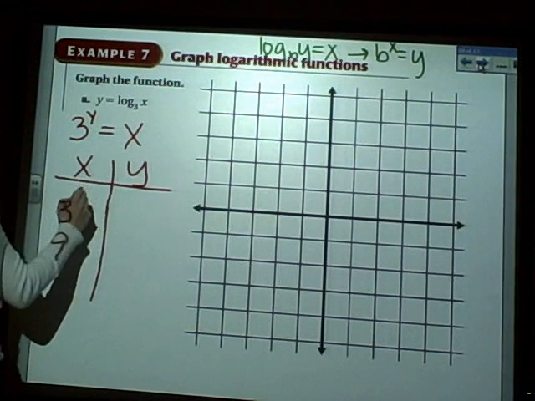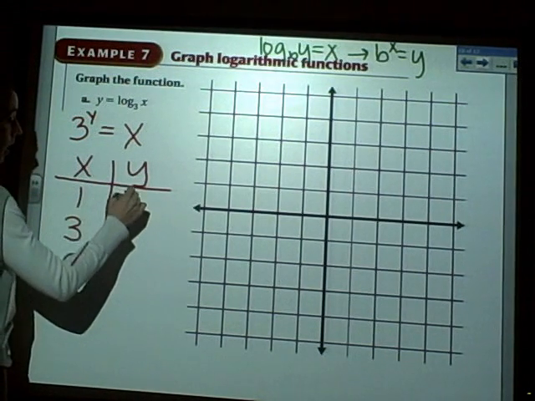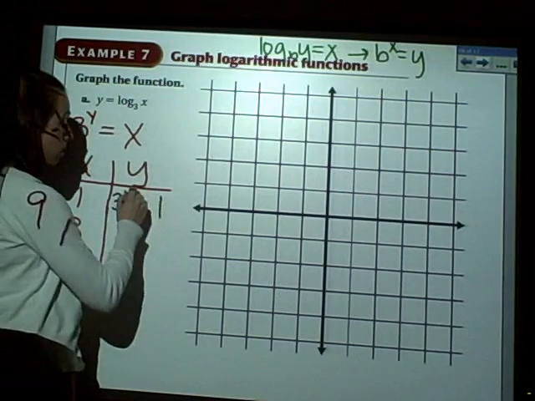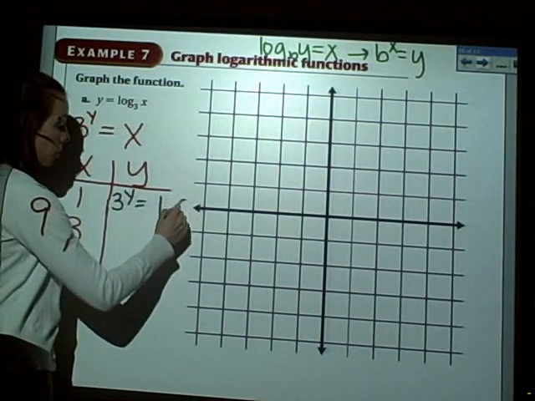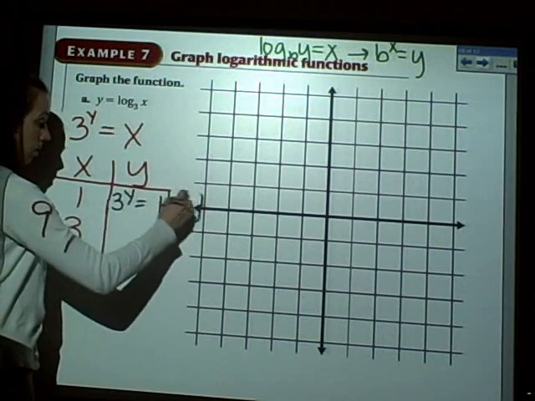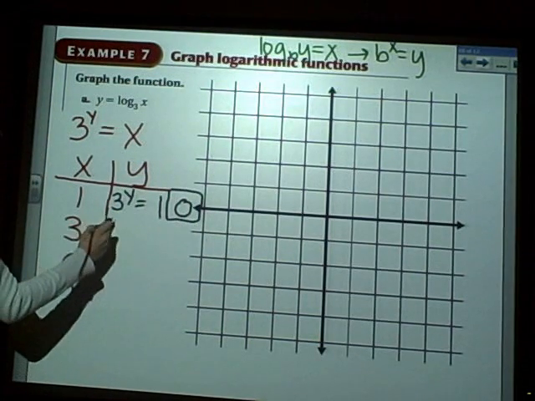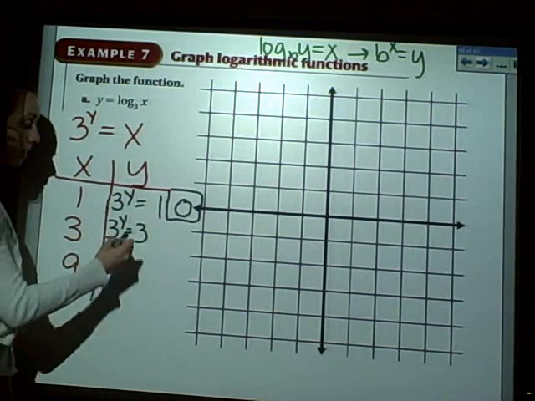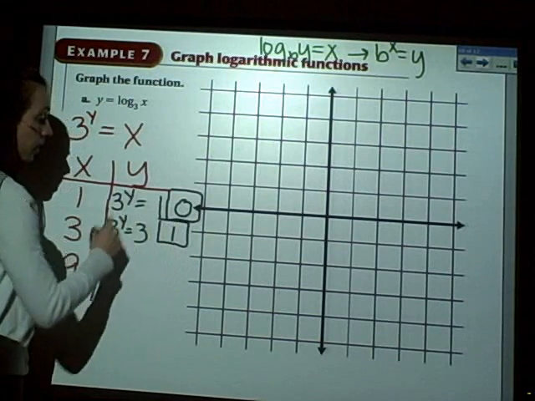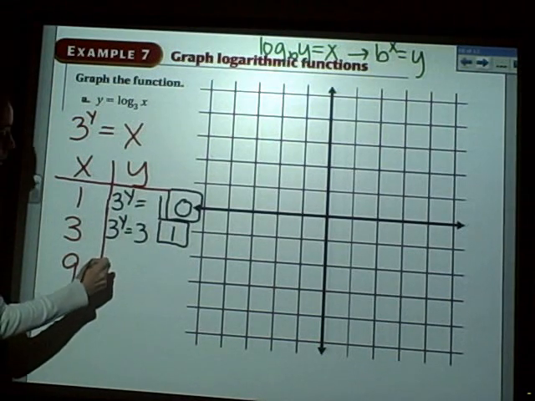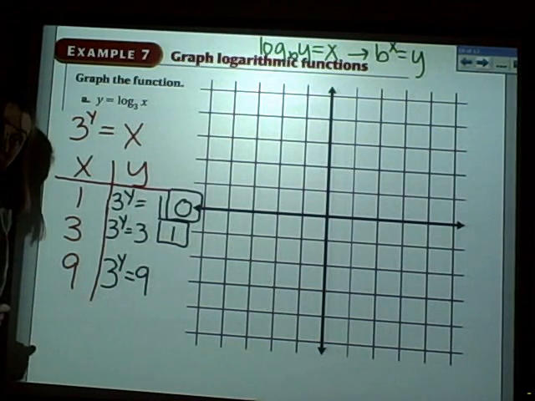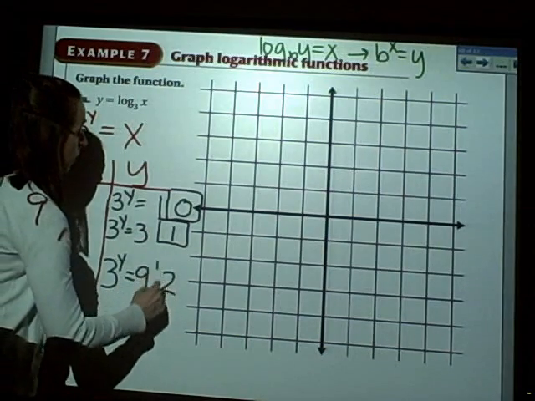because I have to put them into my function carefully. If x is 1, that means I'm saying 3 to what power will give me 1. And you can use your calculator, but anything raised to the 0 power will give you 1. So for this one, y would be 0. Now the next one, I'm asking 3 to what power will give me 3? The only way to get the same answer back is with an exponent of 1. Next one, I'm saying 3 to what power will give me 9. And you can use your calculator for that, but that will most definitely be 2.